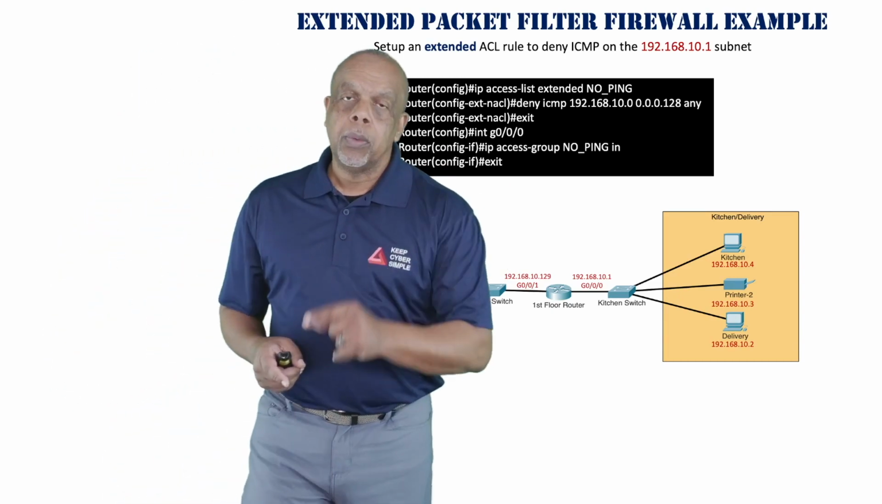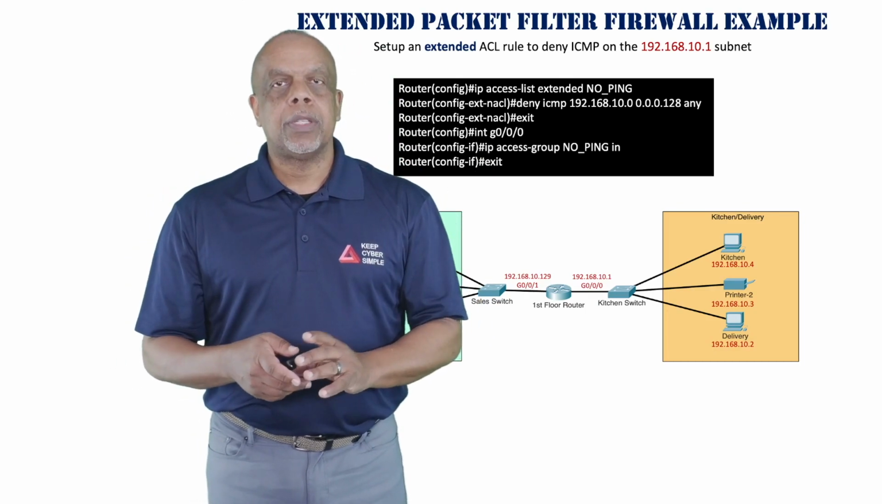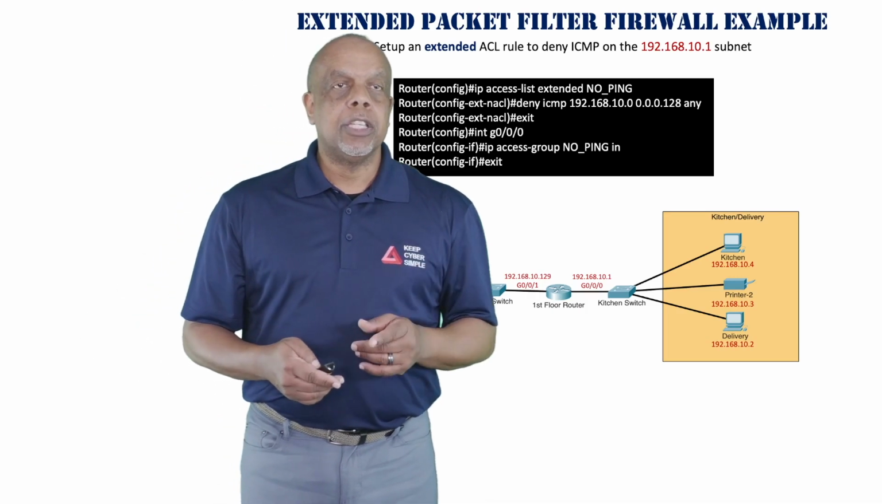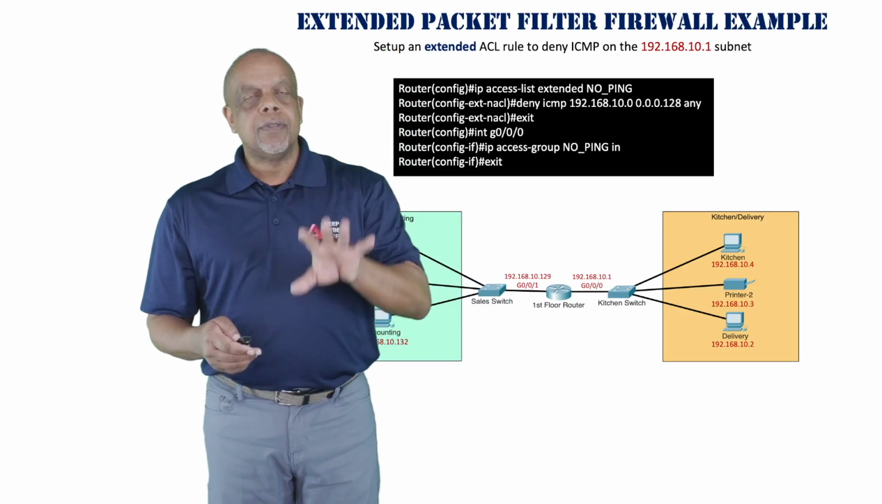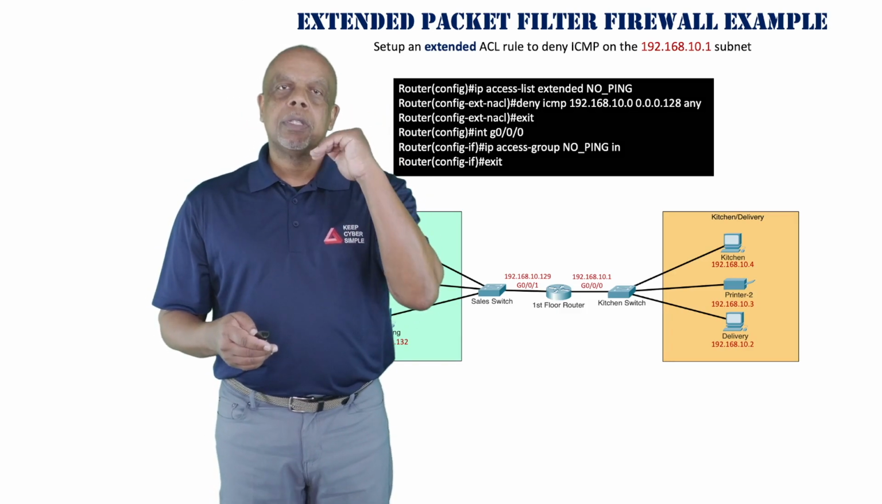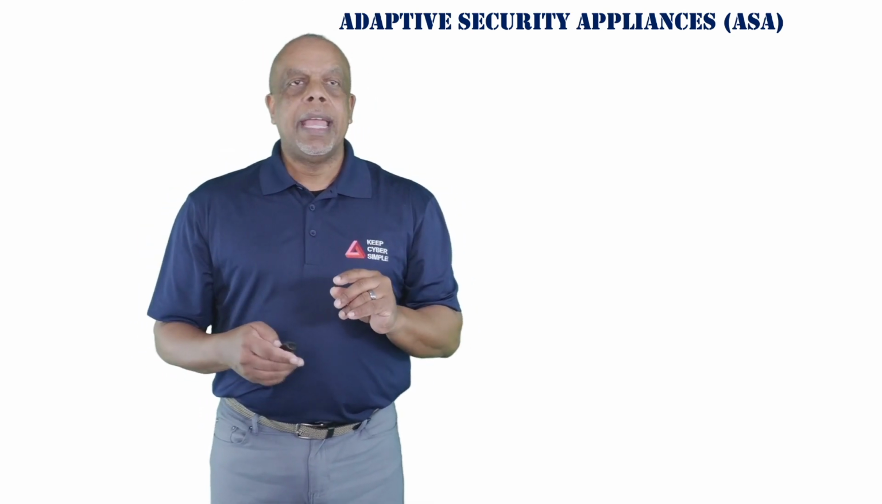Right after this, we're going to go into Packet Tracer and walk through this so you can actually see the pings being denied as we do this. So this gives you just a sneak peek into firewalls and ACL rules, and then the last thing I want to talk about are our ASA devices.